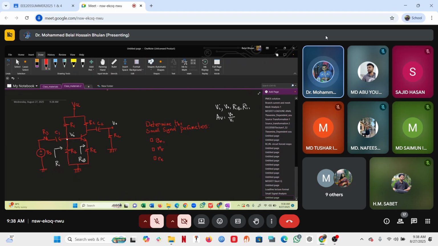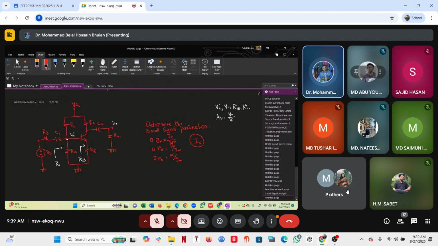So what is the expression for GM? GM is equal to DC IC divided by VT. That's what we learned last class. And what is R pi? Beta over GM. And what is RE? Alpha over GM. So that means in all cases, in order to determine the small signal parameters, I need to determine IC. So next question is, how are we going to determine IC? For that, I need to analyze the BJT only for large signal.